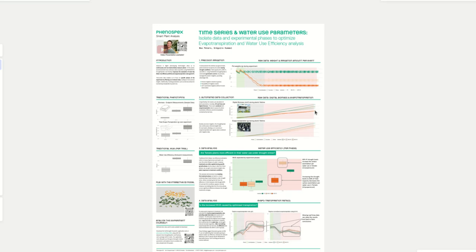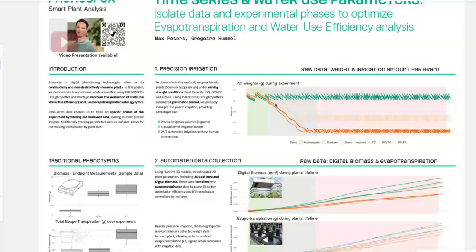For instance, time series data allows us to isolate an experimental phase or to focus solely on the transpiration during the daytime. To illustrate this methodology, we've set up an experiment. In this experiment, tomato plants were grown under different drought conditions. We used the Phenospex DroughtSpotter to control and set the irrigation.